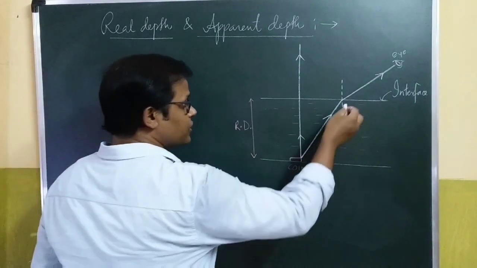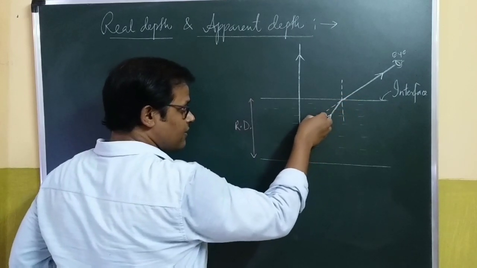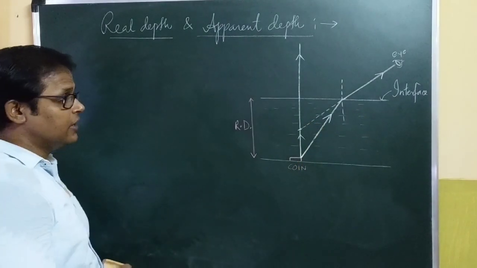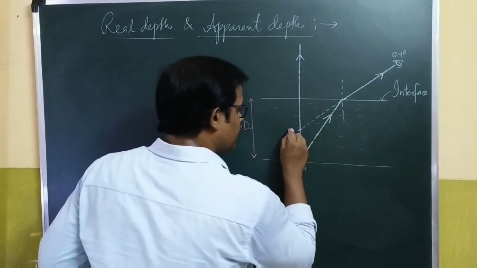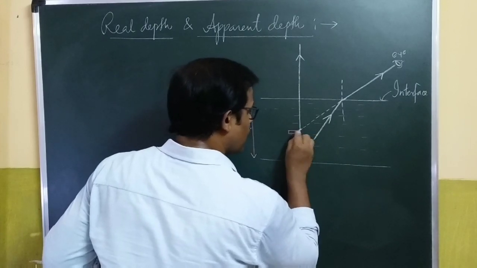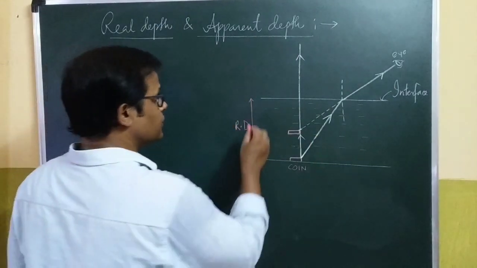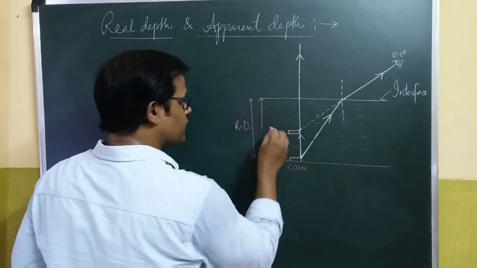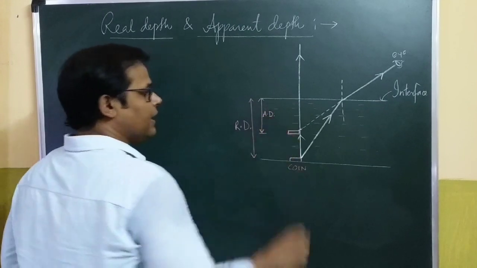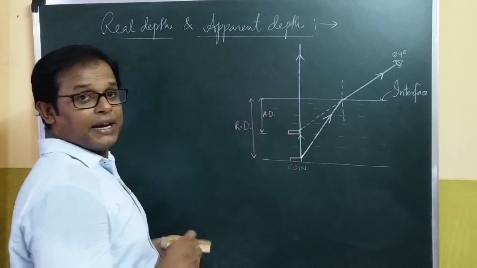So if I produce this ray of light backward, geometrically believing light always travels in straight lines, you find that this is where it meets. So it means that the coin looks upraised to all of us. It is where the coin appears to be right now. This position of the coin where it looks right now is called the apparent position. So this depth from the top surface, I will call AD, AD indicating apparent depth. Crystal clear?